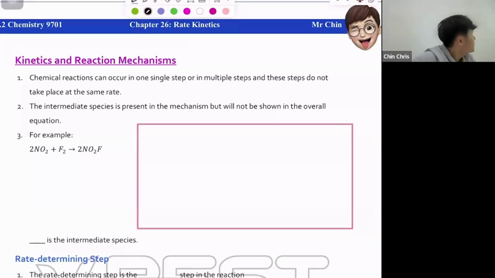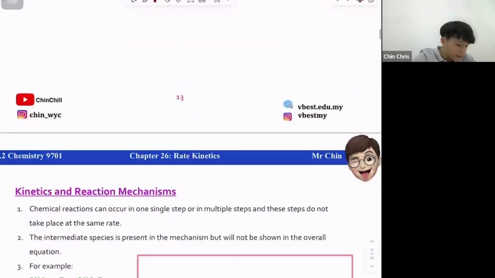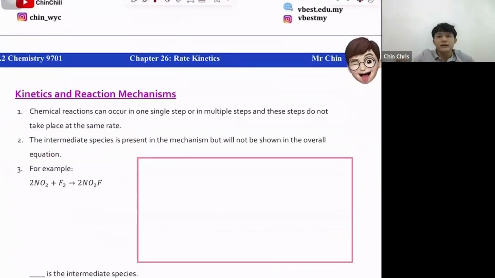So guys, now let's look at kinetics and reaction mechanism. First, you have to understand that our chemical reaction doesn't happen in just a single step. When a chemical reaction is happening, it's always multiple steps. So what you look for are your reactant and product.